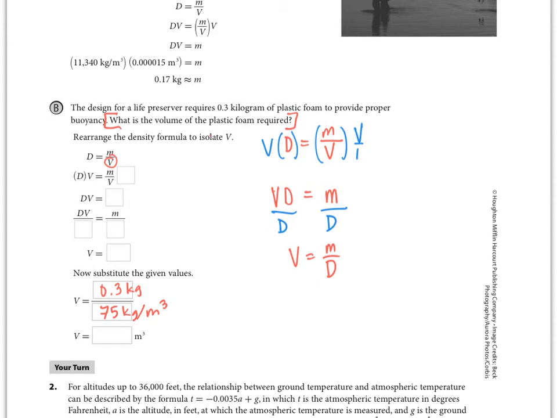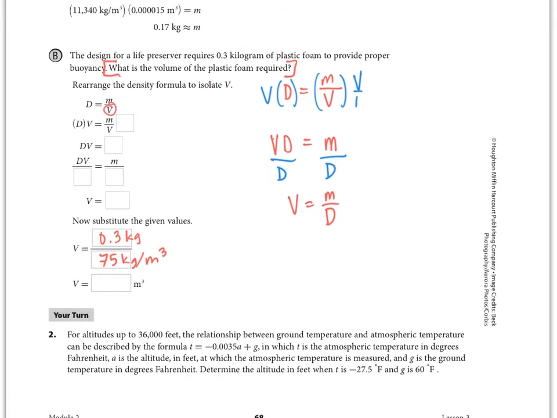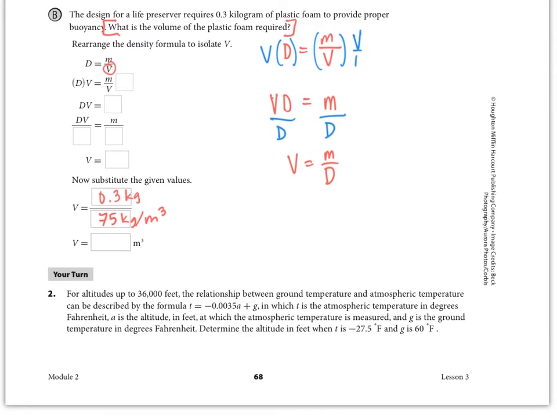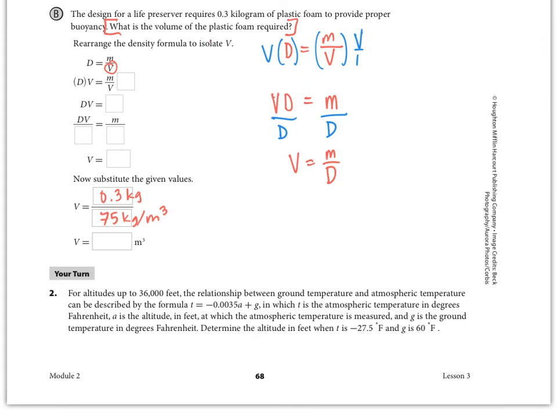I'll let you punch that into your calculator, do 0.3 divided by 75, and you will get your solution for that. Okay, go ahead and try the your turn. If you'd like to keep listening, and then I'll tell you when to pause it before I start writing in the solution.